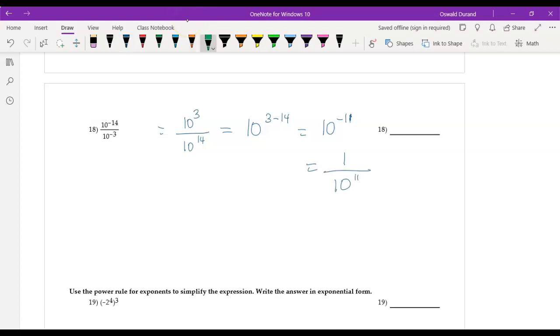Let's look at another way. So I have 10 to the power of negative 14 minus, that's part of the formula because I have to subtract since this is the quotient rule. Let me put minus, and then negative 3, which is the exponent of the 10 at the bottom, minus negative 3. Okay? So you're going to get the same answer.